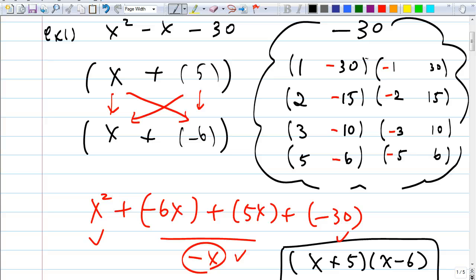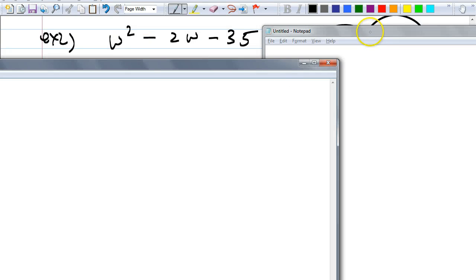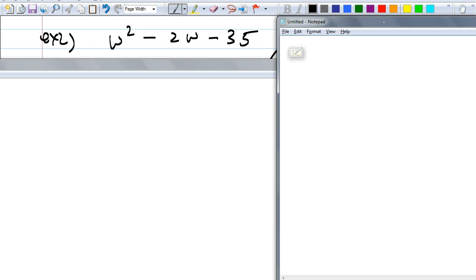Okay. Example 2, here we go. w squared minus 2w minus 35 is the second example. And this time, I'm going to have you do it yourself. Of course, you could talk to your group. Go ahead, I'll wait. w squared minus 2w minus 35. Can you factor this trinomial? Go ahead, guys. Try it.